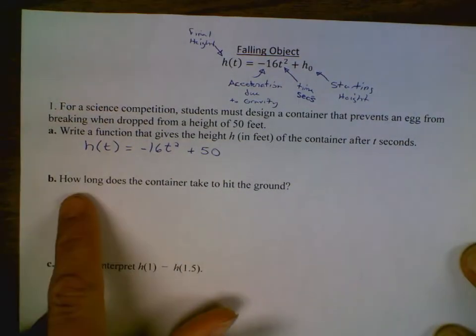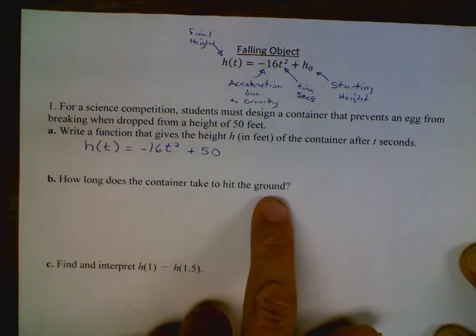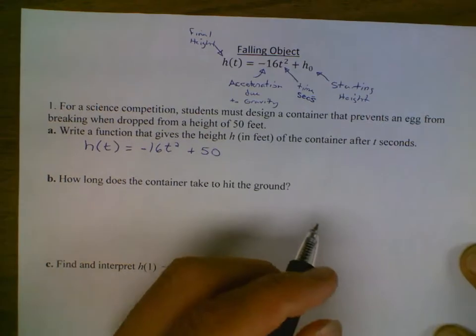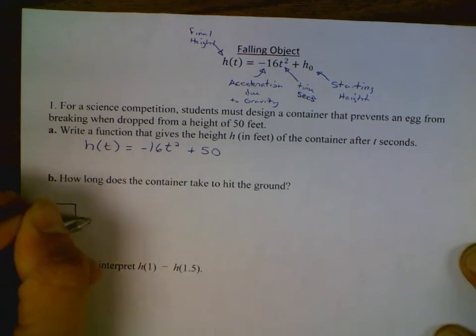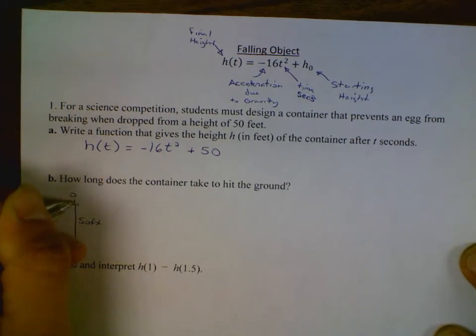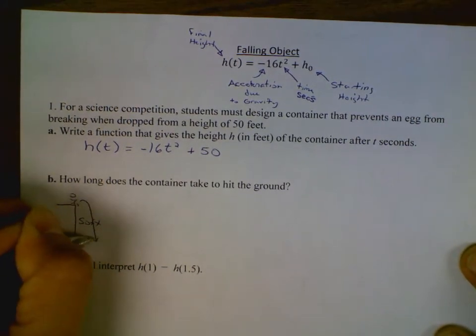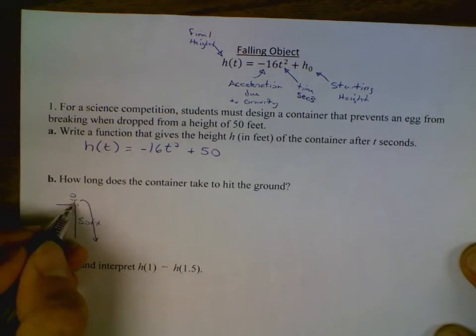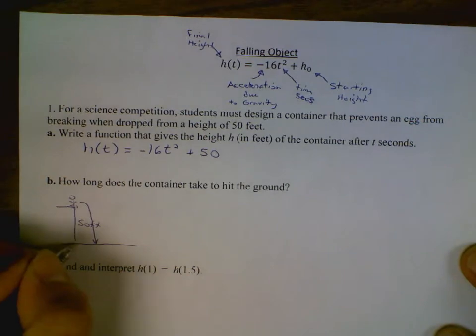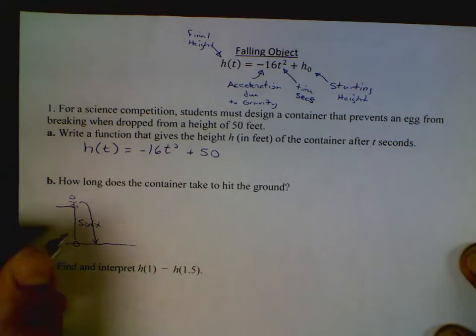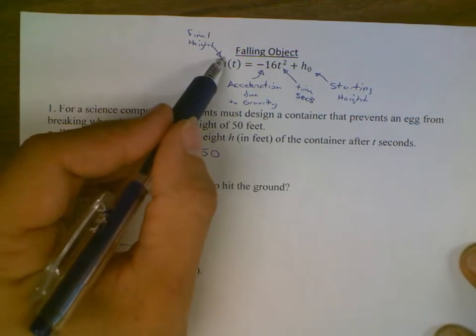It then says, how long does it take the container to hit the ground? Well, if you picture dropping a container, so draw a little image here. Say this is 50 feet. You're standing here, you drop it, it comes crashing to the ground. If it starts at a height of 50 feet, when it hits the ground, the thing to notice here is that its final height is a zero, right? So its final height is zero when it hits the ground.